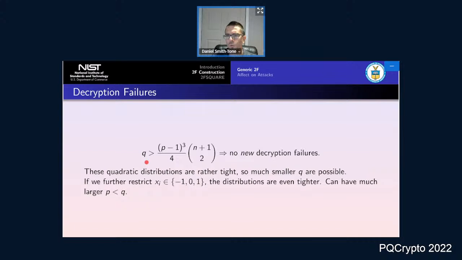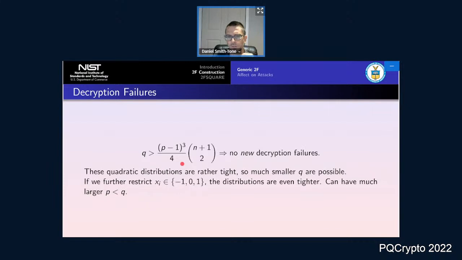Okay, but you don't have to do this. Quadratic distributions, which is what we're looking at, the output of something that's a quadratic relation of the inputs, they're actually pretty tight. So you can choose a much smaller Q, in relation to P, and still have this work with cryptographic strength. But of course, there's something else you can do as well.